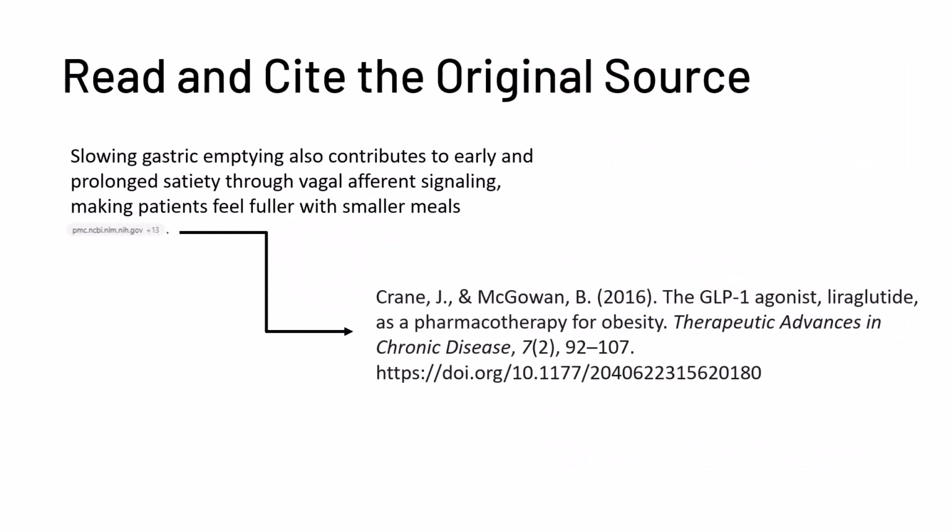If you choose to use information found through an AI tool in your academic work, be sure to cite the original source, not the AI-generated summary, just as you would if you were consulting Wikipedia.